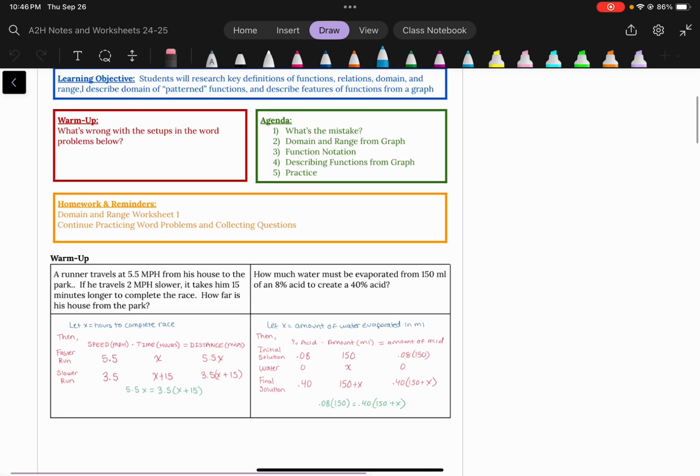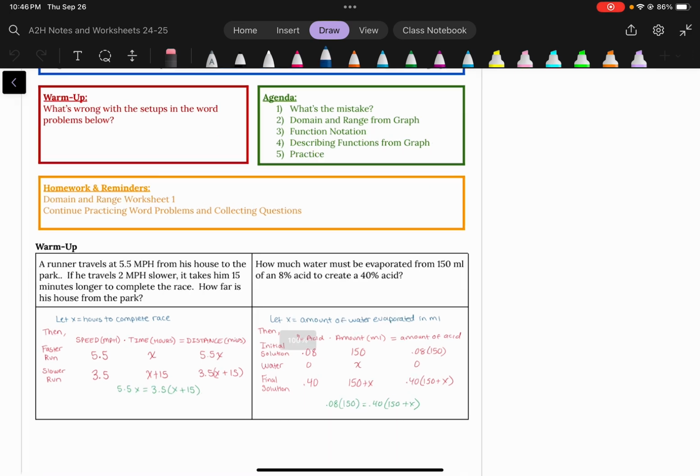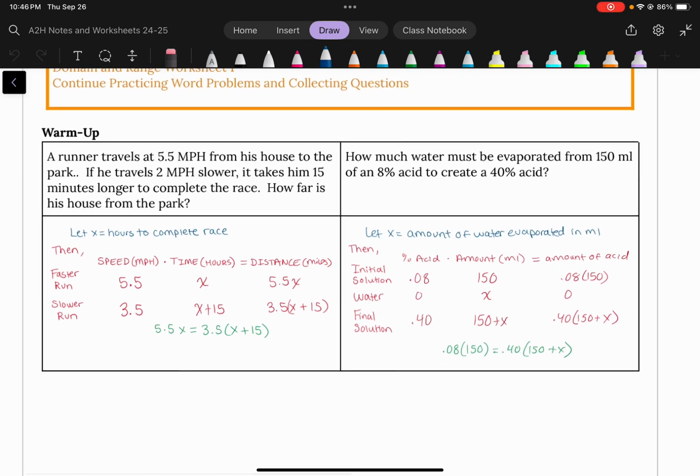All right, so we're in unit 2 and we're going to do a couple of things in this video. But first, can you find the mistakes in these two problems? Go ahead and pause it and see if you can see the mistakes in my work. All right, go ahead.